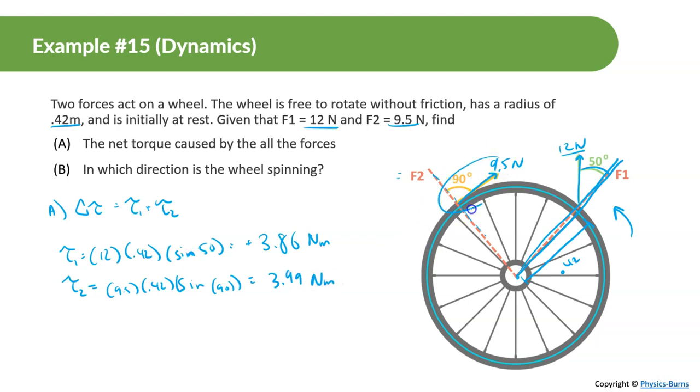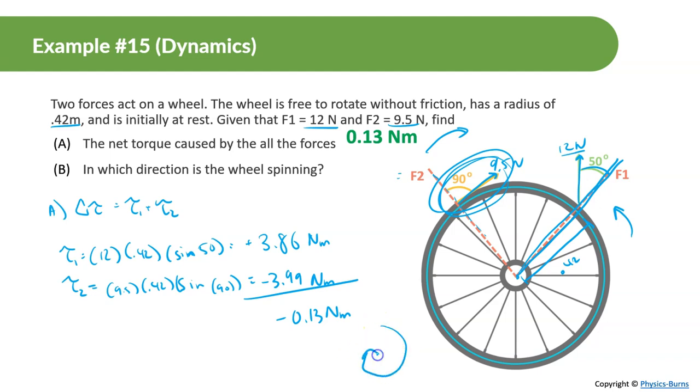But now if we just look at this angle, this force, would this rotate it counterclockwise or clockwise? And we can see that if we just look at this, it would rotate it clockwise, meaning that this should be negative. So if we add these two together, 3.86 minus 3.99, we should get negative 0.13 newton-meters. Okay. So that's what the torque is. And then part B says, in which direction is the wheel spinning? So if the net torque is negative, that means that this is going to be spinning clockwise. Okay. Hope that makes sense.